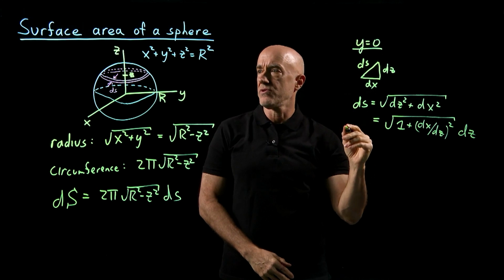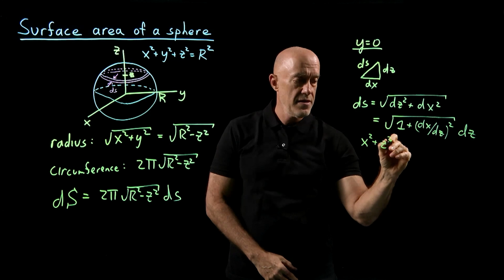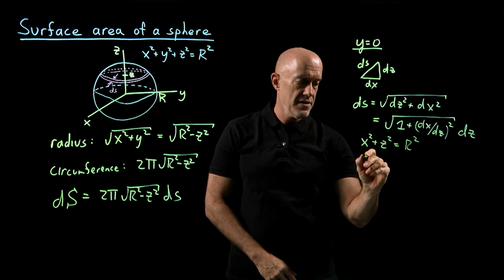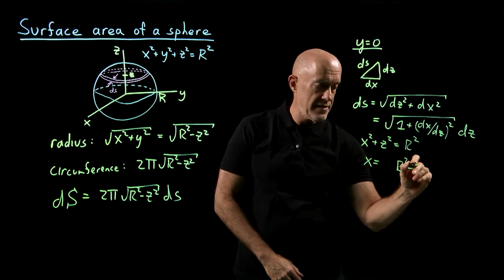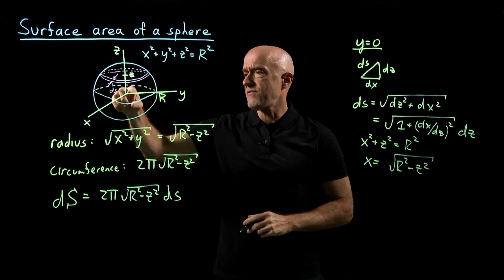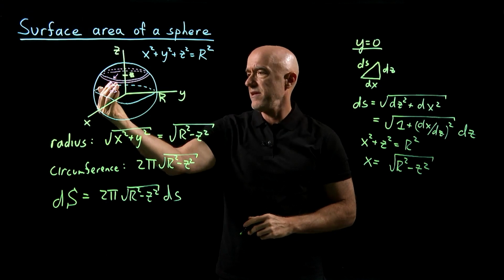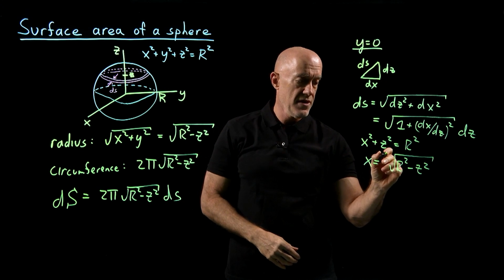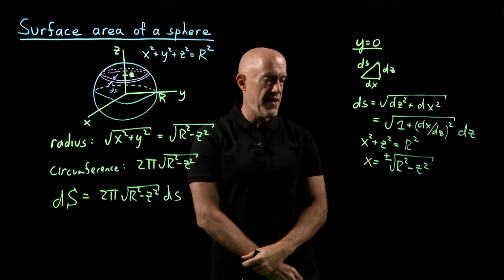We're at y equals 0, so we know that x squared plus z squared is equal to r squared. So we can solve this for x. So x is equal to the square root of r squared minus z squared. But in fact, we can have two values of x because x can be both positive on the front surface of the sphere and negative on the back surface. So we should put a plus or minus here for the two different possible values.